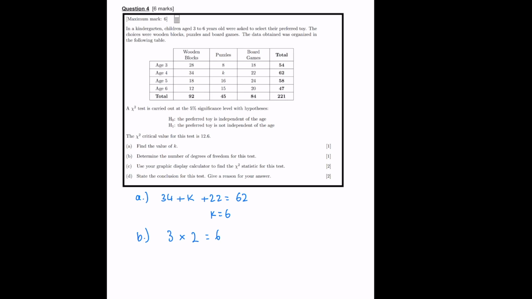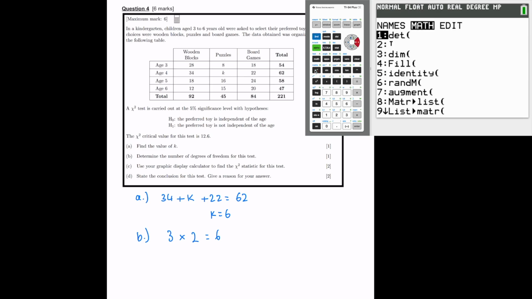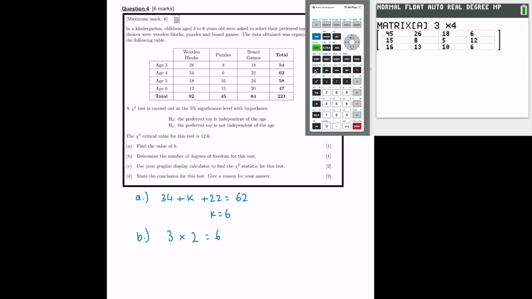And then for the next question, you're asked to find the chi-squared statistic. To do this, we're going to need to go to our GDC. We're doing second function, matrix, and edit. So our matrix needs to be 3 columns and 4 rows, the opposite of what I've got. And we can now start to fill in the information. So 28, 34, 18, and 12, 8, and then our value of k that we found.